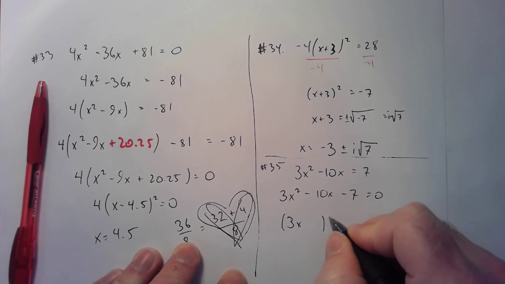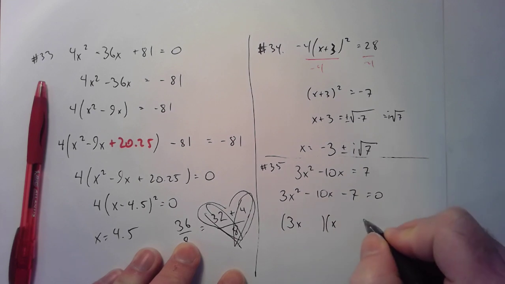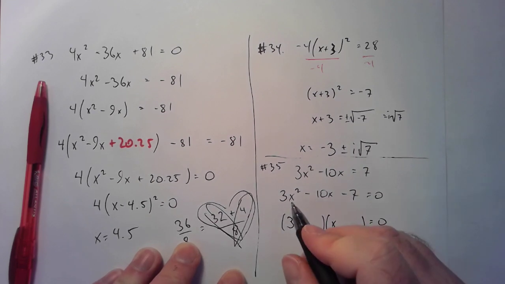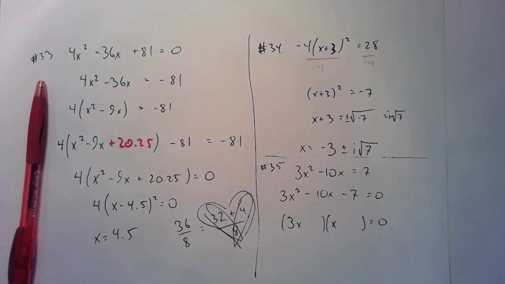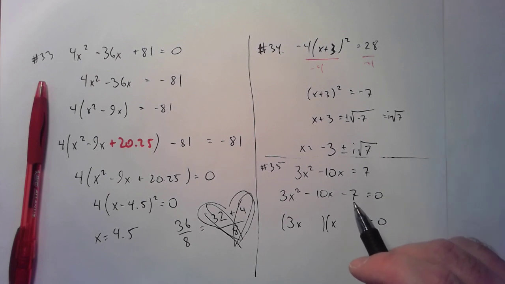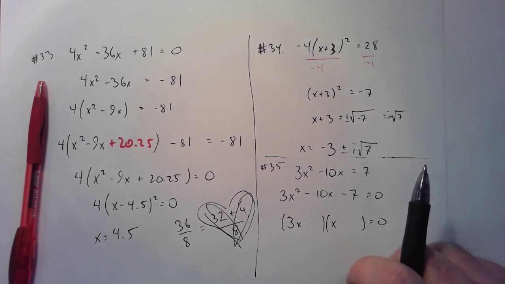3x something times x something. Because there's only one way to get 3, and that's 3 times 1. So the question is, what about 7? The only way to get negative 7 is negative 7 times positive 1 or positive 7 times negative 1.